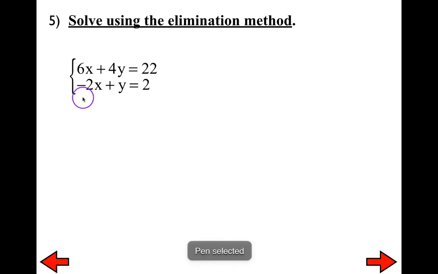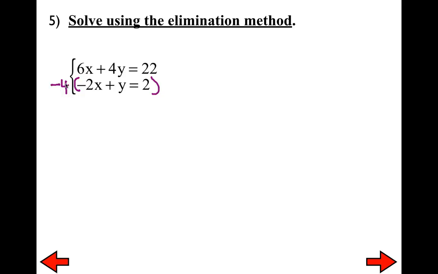So here, I'll be completely honest. It really doesn't matter if you eliminate the x's or the y's. Some depends on the person. They can be ranked as equally the same by difficulty. So here, if I wanted to eliminate the x's, I would have to change this second equation by multiplying it by 3. Now, if you wanted to eliminate the y's, you would also change the second equation. But here, since they're both positives, I would actually have to multiply by a negative 4.